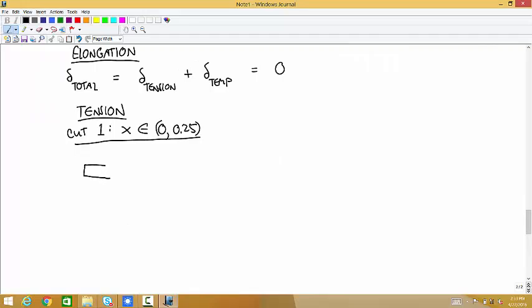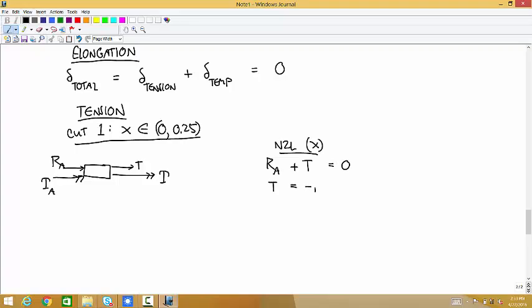Okay, so cut 1. We have the force RA, and we have the couple fancy TA. And this is before we get to the external loads. So the only other loads on this are an internal tension and an internal torque. So Newton's second law, X component, says RA plus T is equal to 0, so T is equal to negative RA.